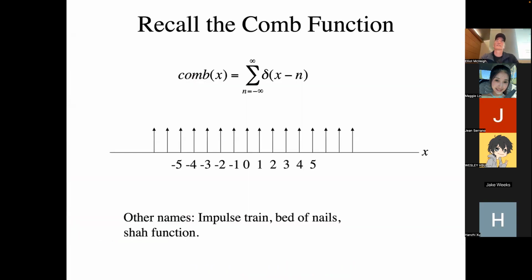Okay, now we're going to do the math of how you figure this out.